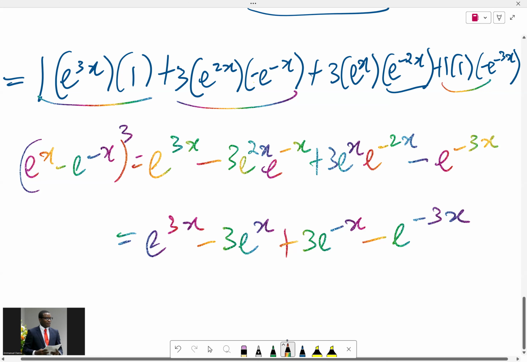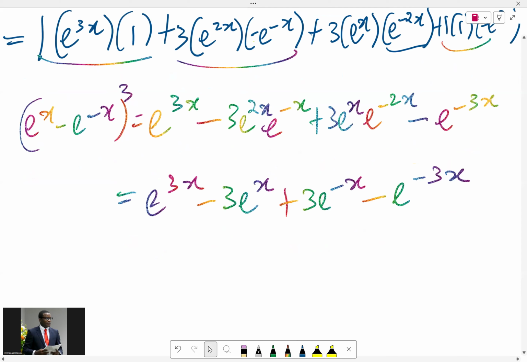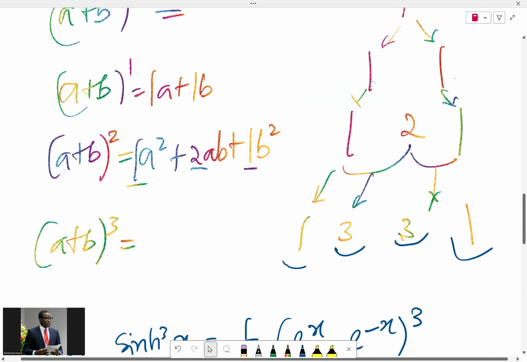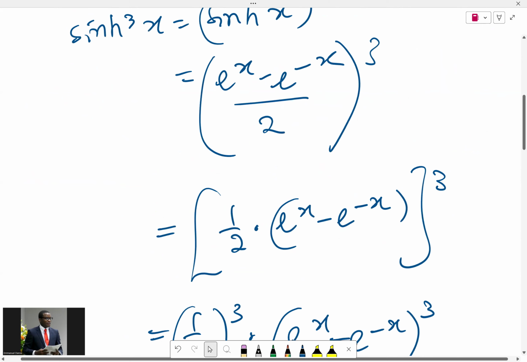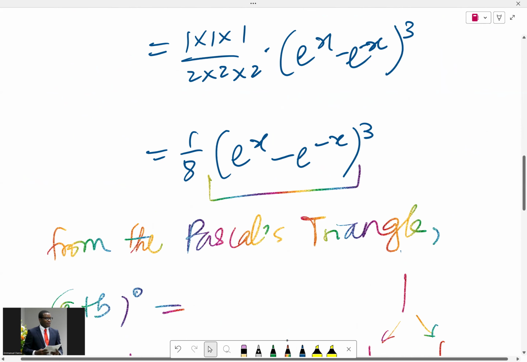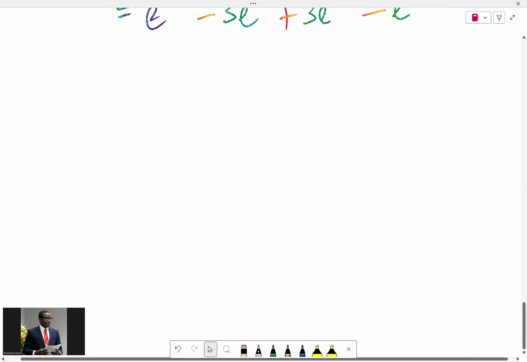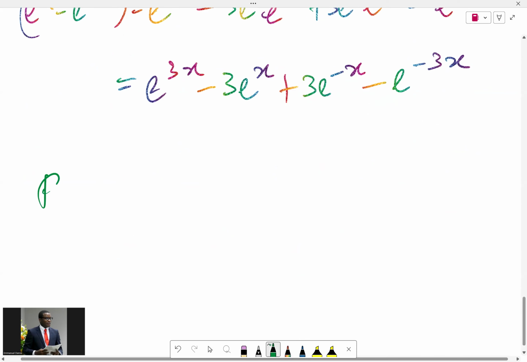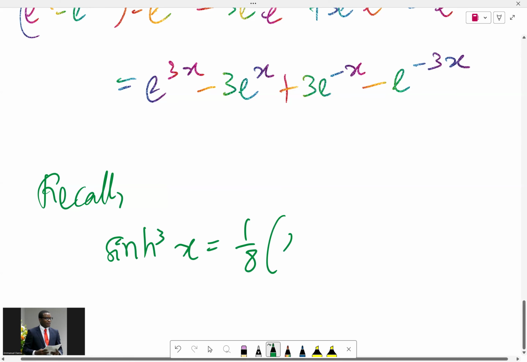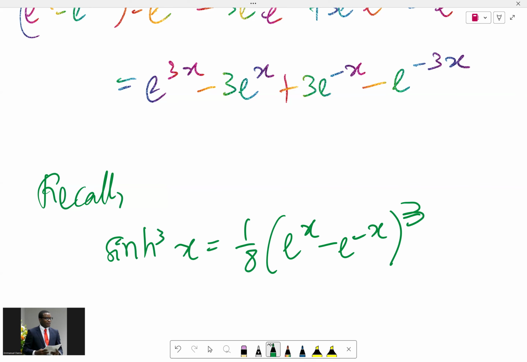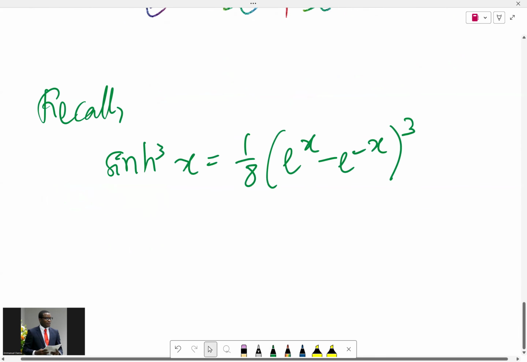Now, okay, yeah, so we've got that part, but don't forget where we started from. Sin cube x is equal to all this. So we can revisit that. So we can now say, recall that sin cube x is equal to 1 over 8 into e raised power x minus e raised power minus x, all raised to power 3, okay, which we now have.